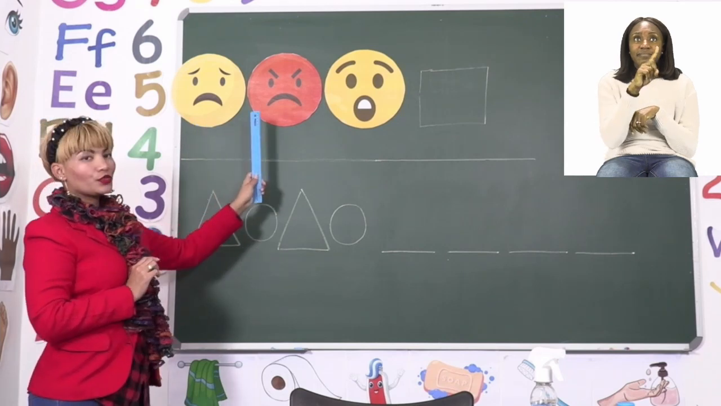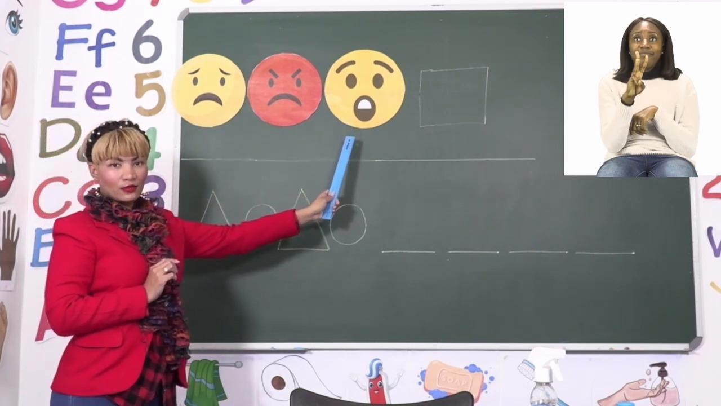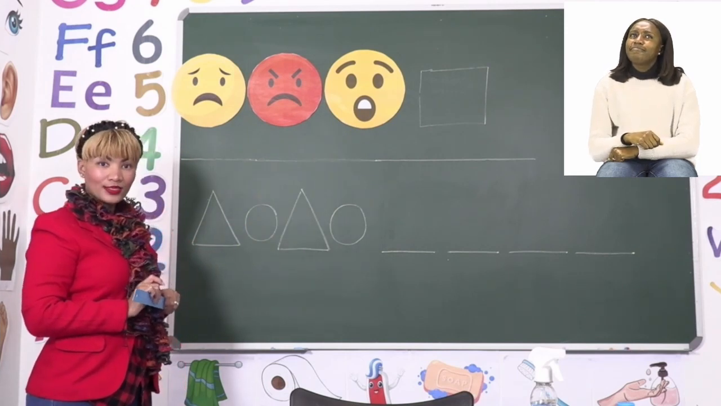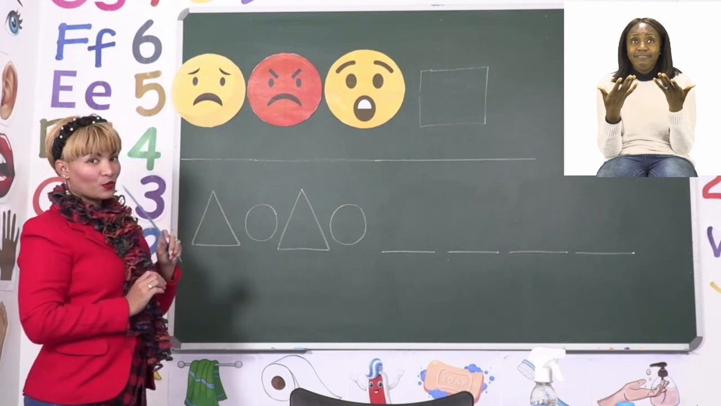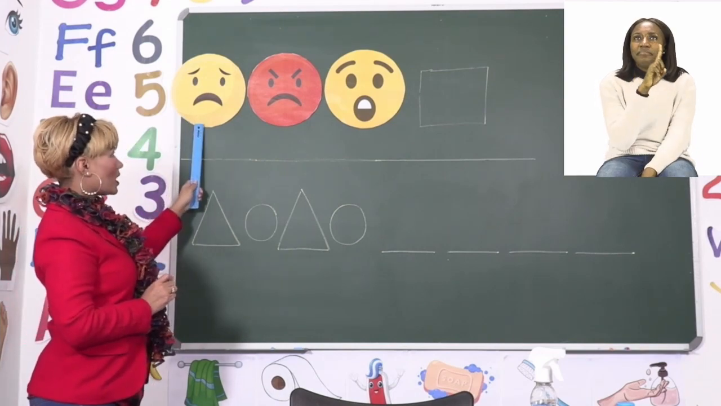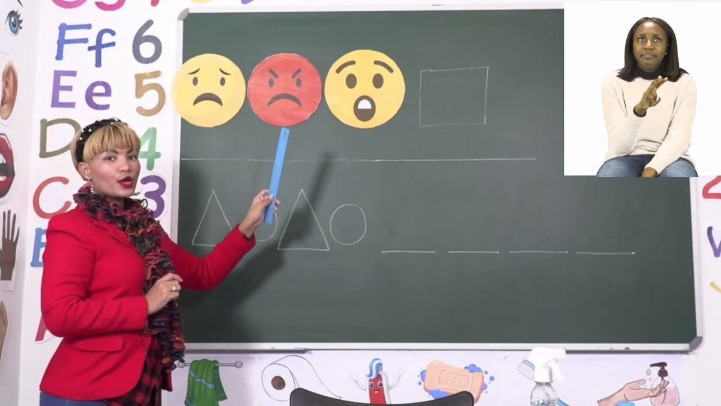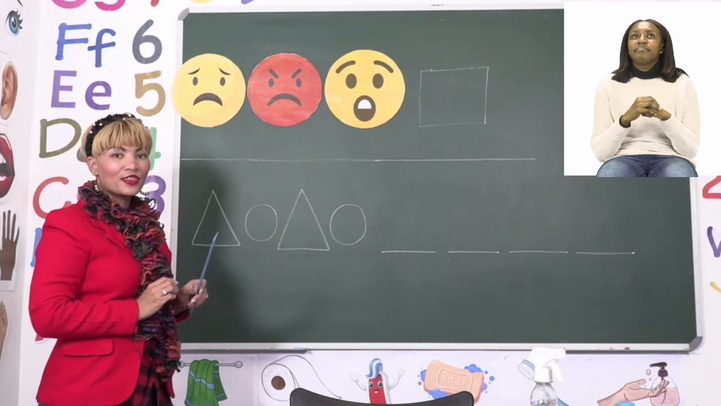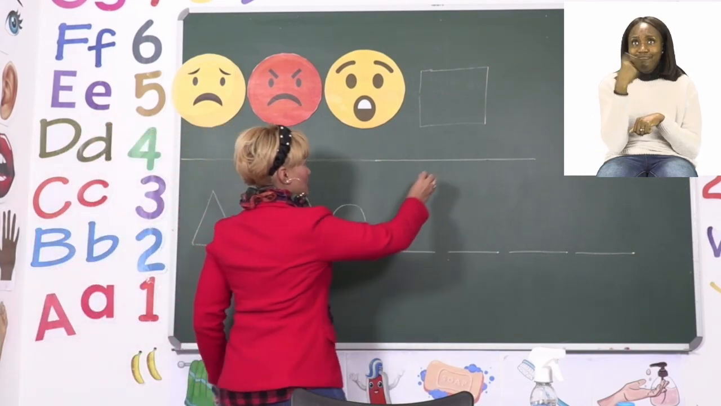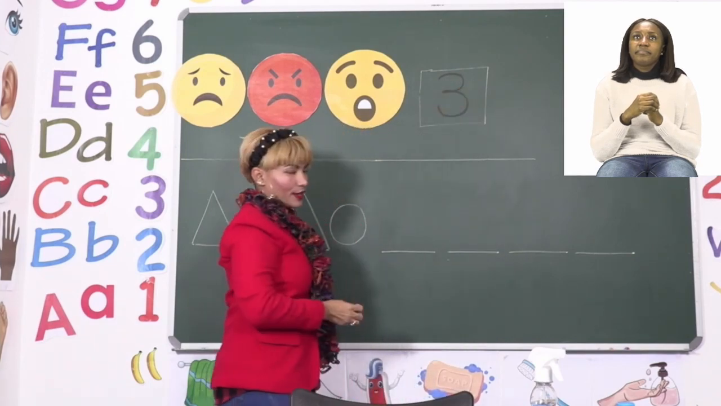1, 2, 3. Do we have any more faces? No, we don't. Let's count one more time. 1, 2, 3. So we have 3 faces. I am going to write the number 3 in here.